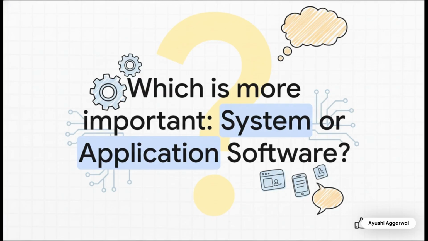And as we wrap up, I'm leaving you with a little something to think about. Now that you understand the difference, which type of software do you think is more important for a computer to function? System or application? Give that some thought.